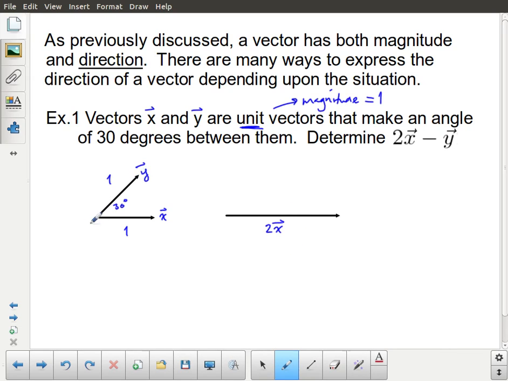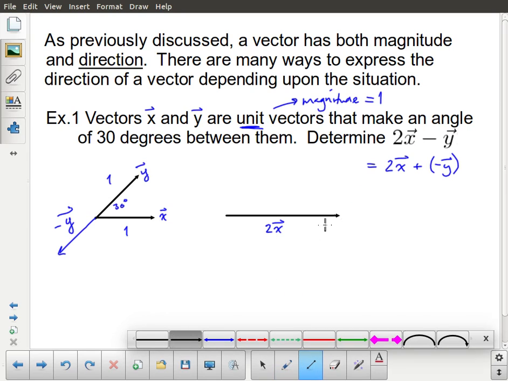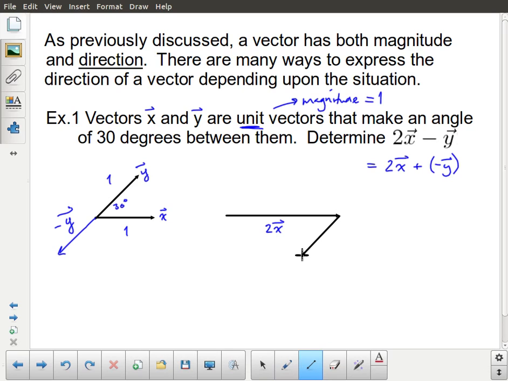Now minus y, and I think I'll do this by hand. If this is my y vector, then the negative y vector has to be in the opposite direction. So 2x minus y is actually the same thing as 2x plus the negative y vector. And that's helpful because that's where I'm going to draw in my second vector, and that's going to go here. So there is my negative y vector.